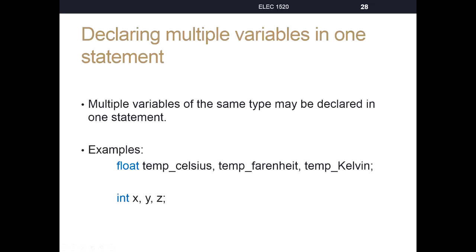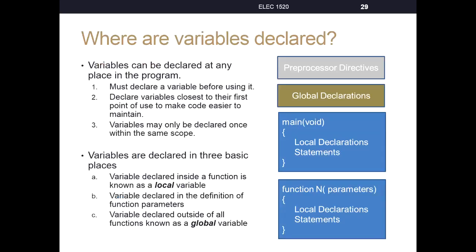Specify the data type first, then x followed by a comma. Comma is not part of the name, it just tells the C compiler, here's a list, and remember to end the statement with a semicolon. Right? So that's just a little bit less typing than putting everything on separate lines.